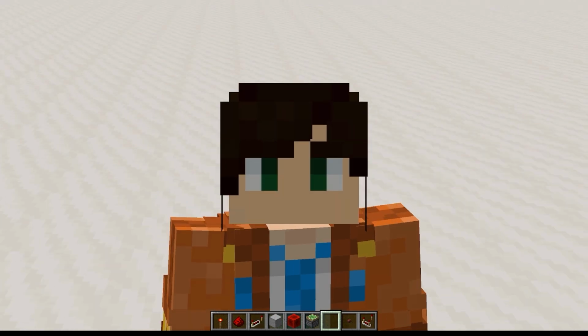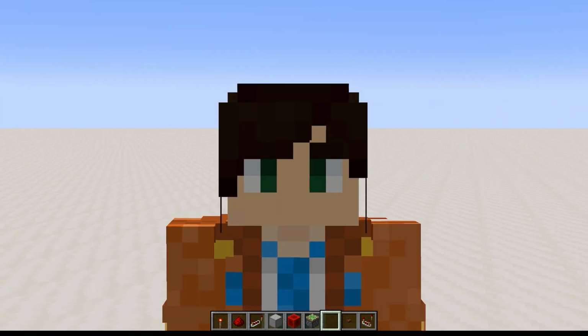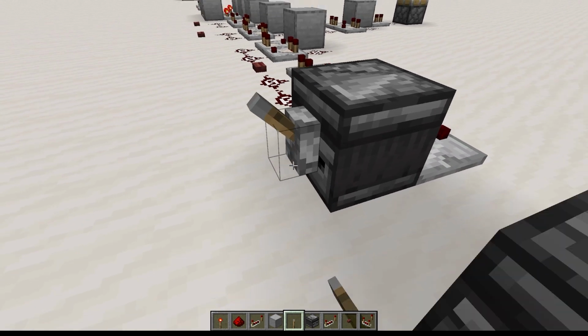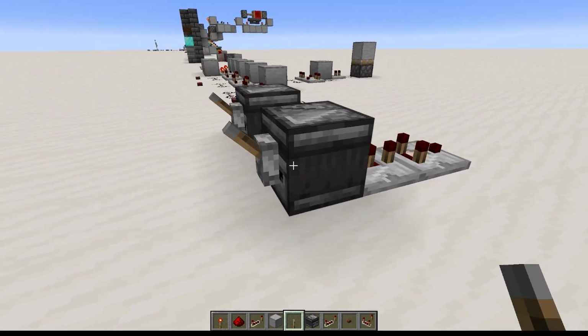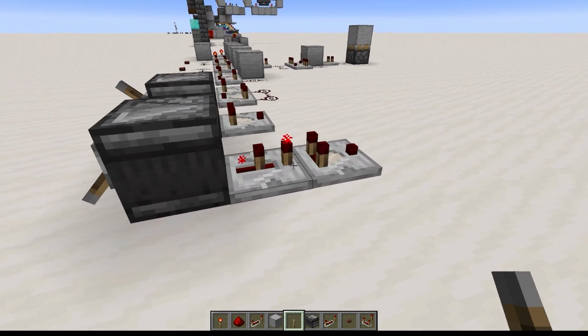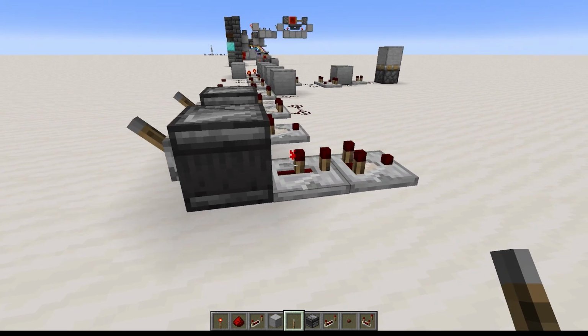Something to keep in mind, though, is that comparators don't tend to play nice with 1-tick pulses. So if you're going to have an observer output into a pulse lengthener, I recommend using a repeater between the 2 to lengthen the 1-tick pulse.